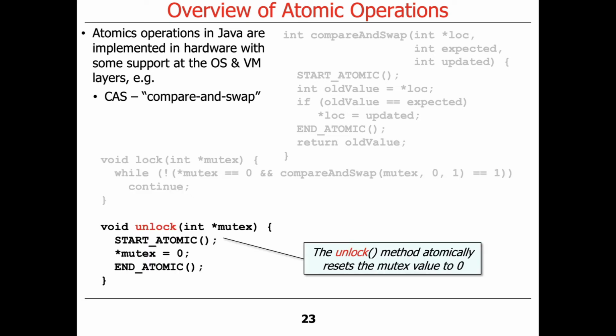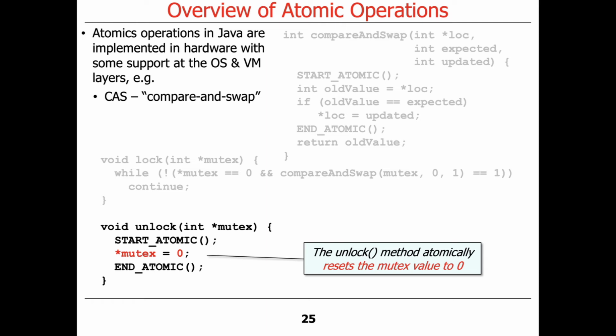Here's the unlock method. So lock is what we do to make sure that we have exclusive access to this critical section we're trying to implement through some other means. I don't show the critical section here. But this is how we release the lock. We have this start atomic block, end atomic block, so that means that it runs atomically, and we reset the value to 0. This is actually quite simple.